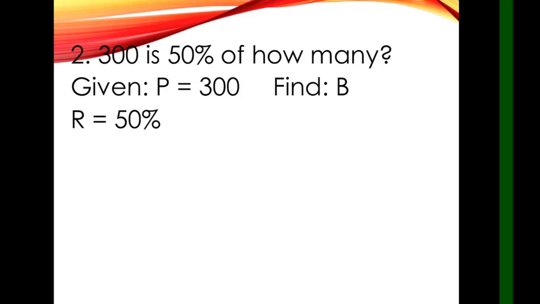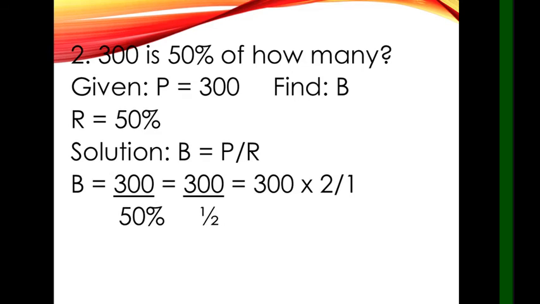P is 300, R is 50%. So B equals P over R, and that is 50%. And 50% is also equal to 1/2. Then get the reciprocal of 1/2. We have 2 over 1, so 300 times 2 is 600 divided by 1 is 600. Here, it can also be 300 divided by 0.50. Still, you will get 600 as your answer. So it's up to you if you will use decimal form or fraction form, whichever is easier for you in solving.